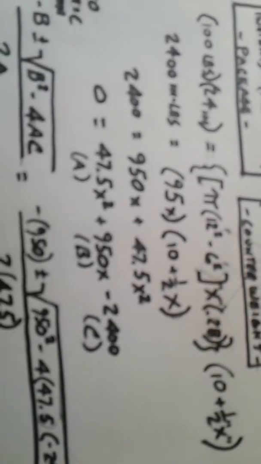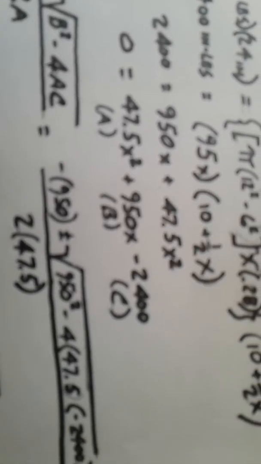Now the distance of the center of the counterweight from the horizontal axis is 10, it's a given, plus 1/2 x. So the distance is 10 plus 1/2 x. Okay, so I do the multiplication, and I come up with 95x times 10 plus 1/2 x. And then I come up with 2,400 on the one side equals 950x plus 47.5x squared.